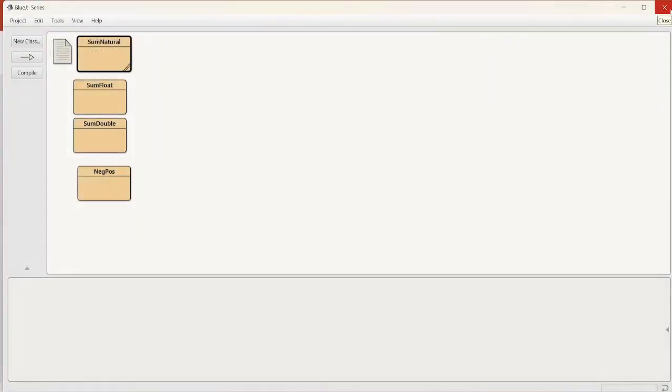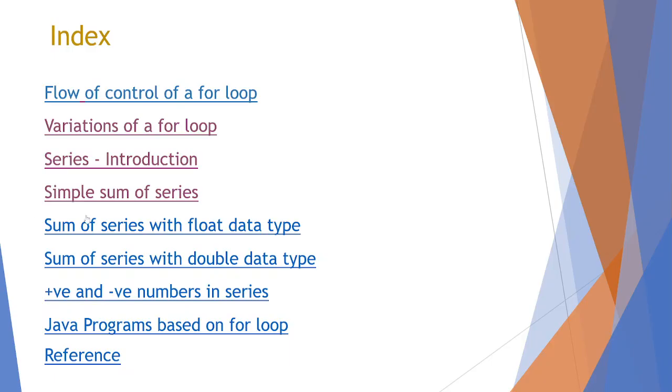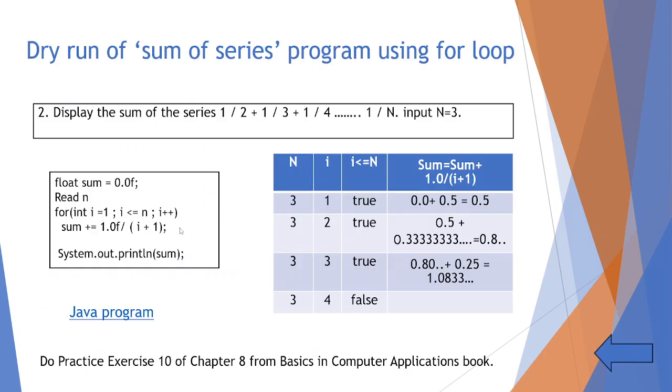Let's go back and see the next sum of series. Sum of series with float data type: 1 upon 2, 1 upon 3, 1 upon 4, like that till 1 upon n we want to add. Now 1 upon 2 means integer divided by integer is integer only, implicit conversion. But we want the answer 0.5 for 1 upon 2, so we need either a float or double variable.